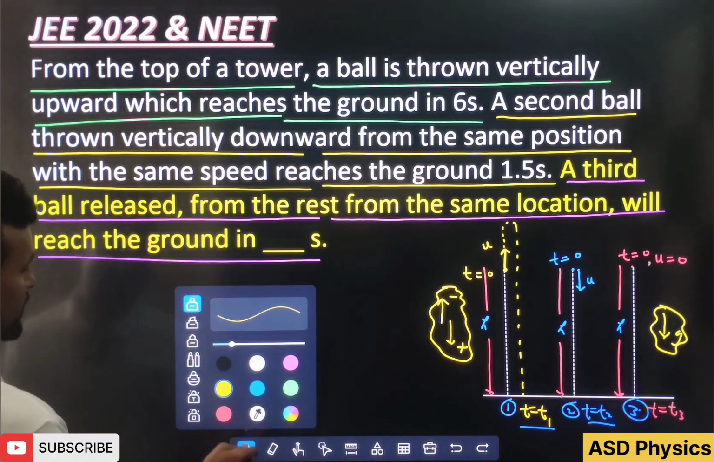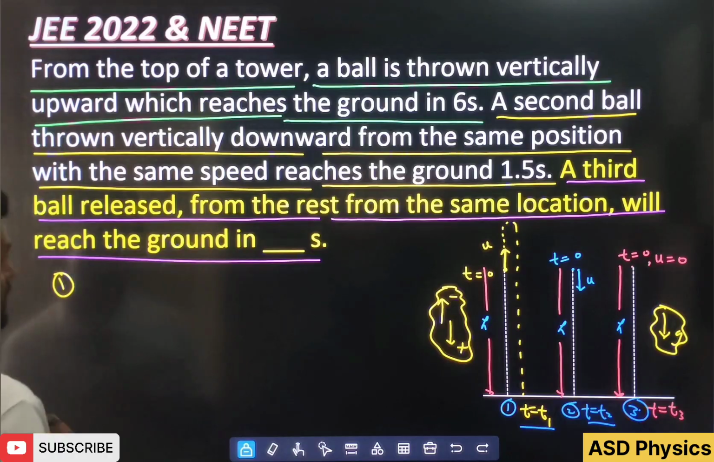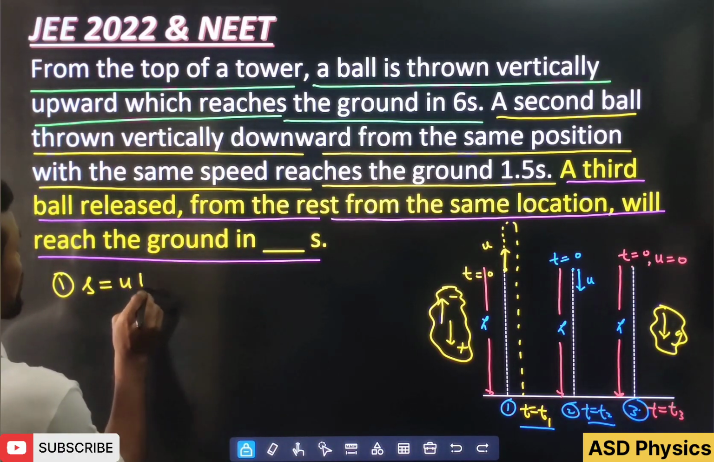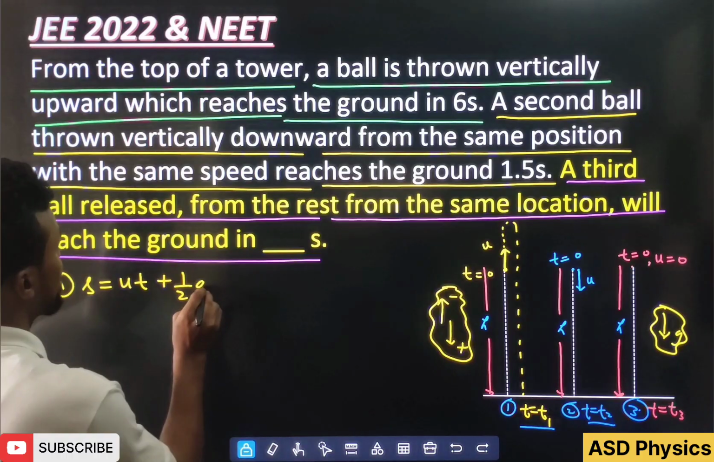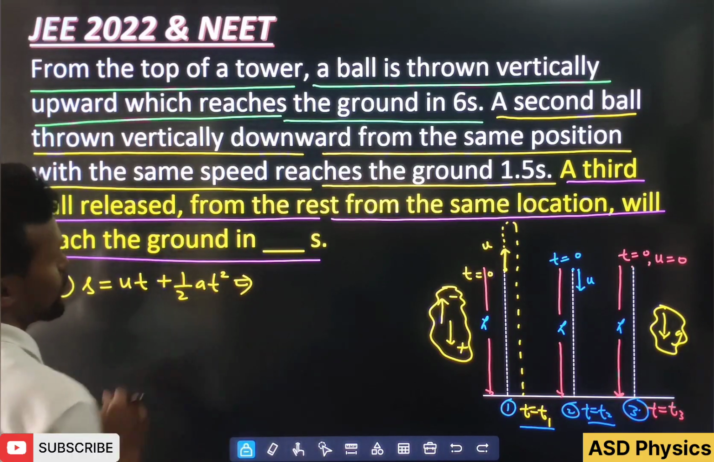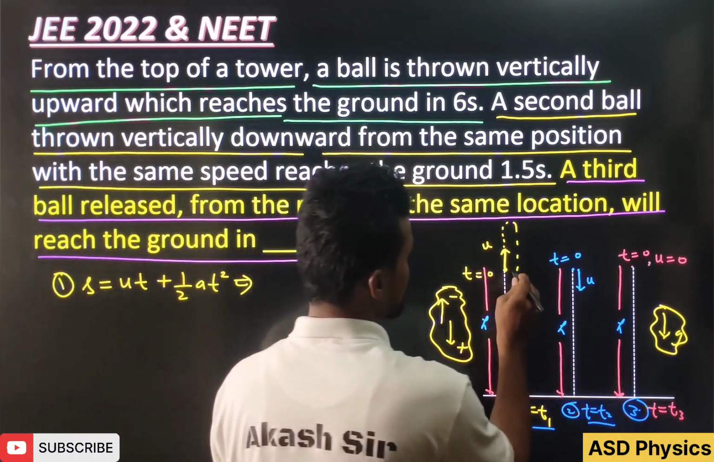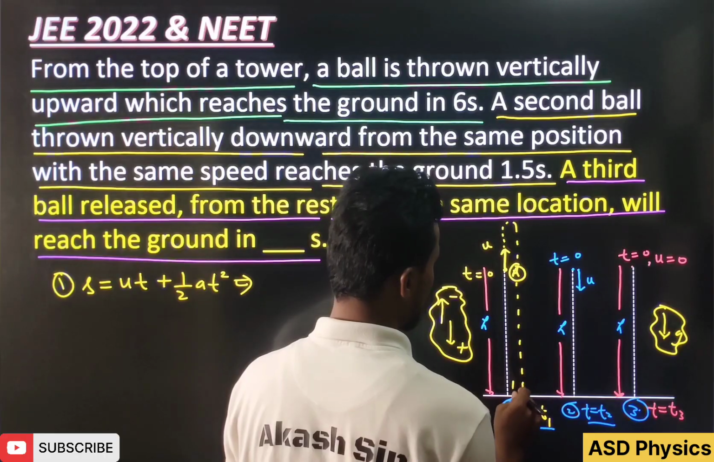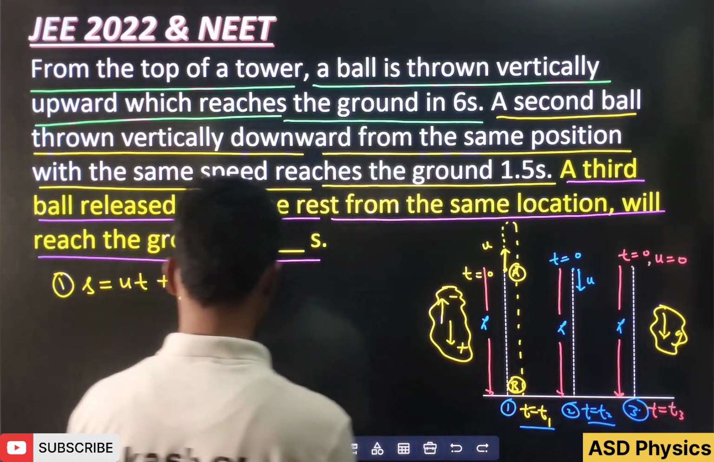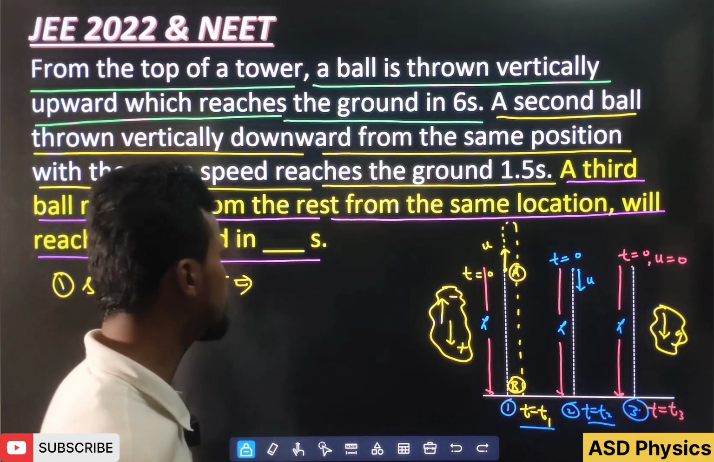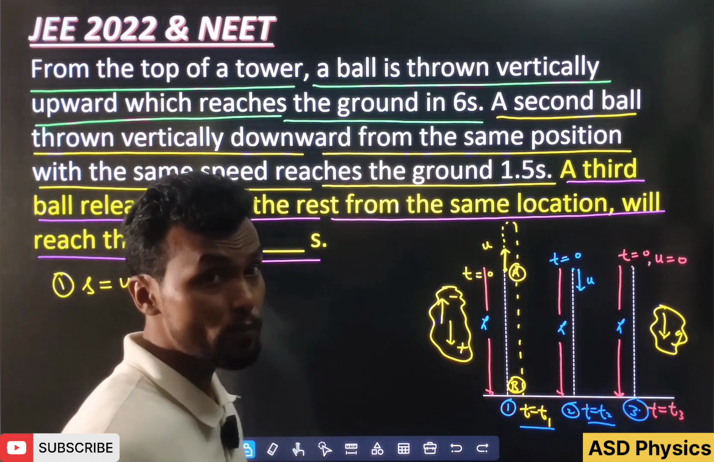So in the first situation, I am going to use the equation of motion s equal to ut plus half at square. In all the situations, let's take the initial point as A and the final point as B. So what can we write here, velocity plus or minus?